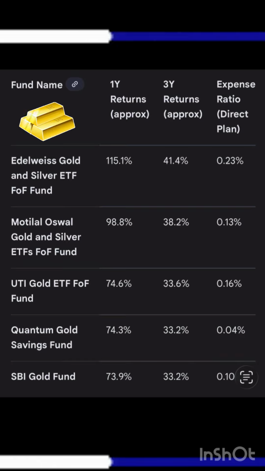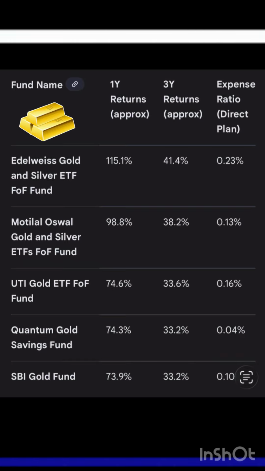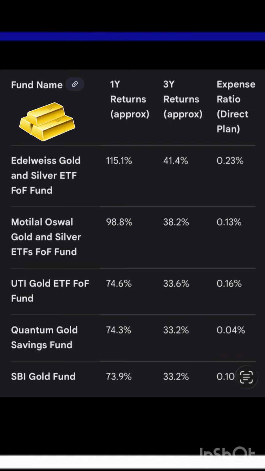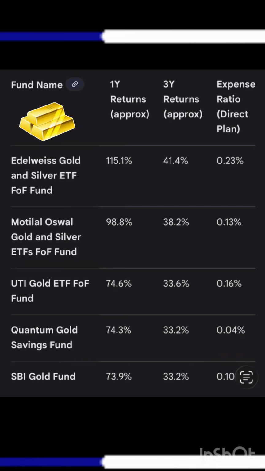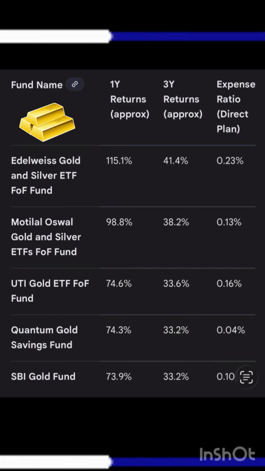In this, the fund names are Edelweiss Gold and Silver ETF FOF, Motilal Oswal Gold and Silver, UTI Gold ETF FOF, Quantum Gold Savings Fund, and SBI Gold Fund. There is a comparison chart; you can take a screenshot. The 1 year return is approximately highest for the Edelweiss Gold and Silver ETF, and the 3 year return is also highest. But the expense ratio is also highest in this category, so you have to choose accordingly.